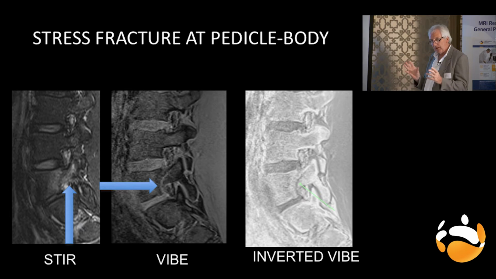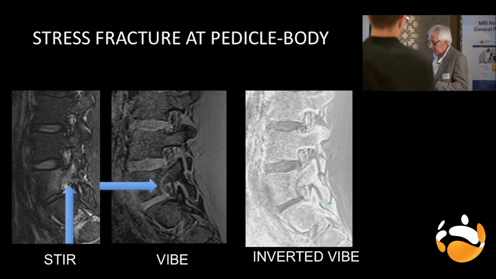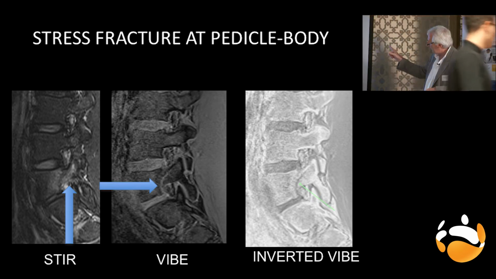And when you actually look on MIA Direct, you get the T1 VIBE view up and you put Shift I on the keyboard and you'll get the inverted VIBE, and it looks a bit like a CT scan. So it's really quite useful. You can actually see the fracture.